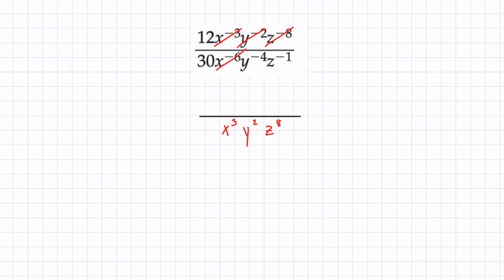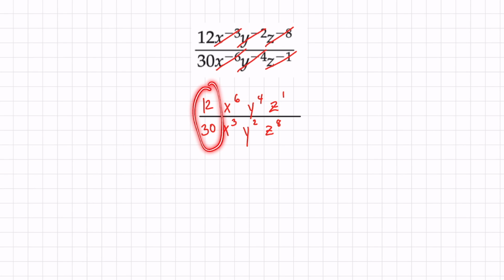This x^6 also negative. Now we've got to bring it to the top. Y^-4, it's in the bottom, flip it to the top. So all of these had negative exponents. They have to just switch positions. And 12 over 30, we're going to leave alone. From there, it looks a lot easier to do.